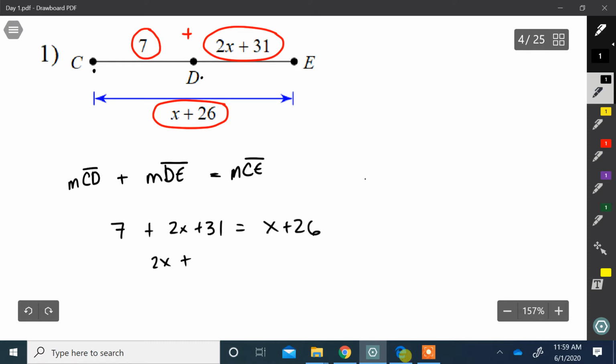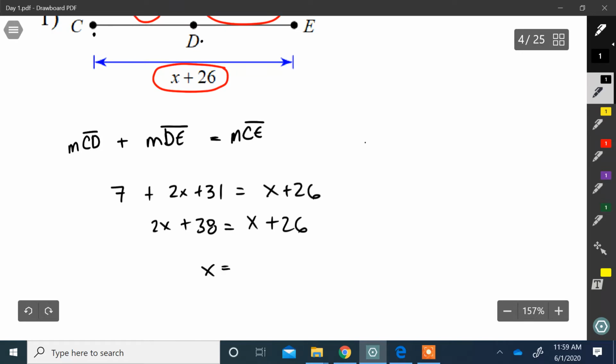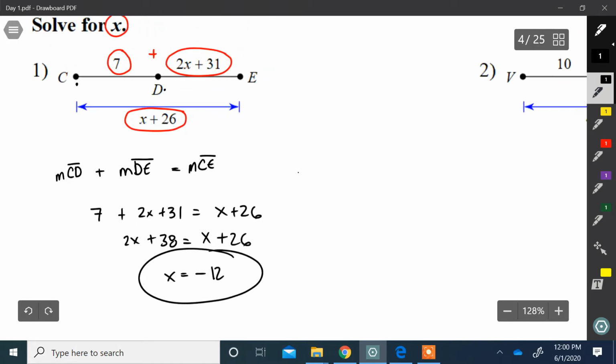I'm going to go ahead and solve for x, and this should be pretty easy, guys. 7 plus 31 is 38. Let's bring the x over and the 38 over to the other side. When I subtract 38 on both sides, we should get negative 12. Okay, hopefully I don't make any mistakes while I'm doing this video. All right, so x is equal to negative 12. Well, does that make sense? Let's take a look.